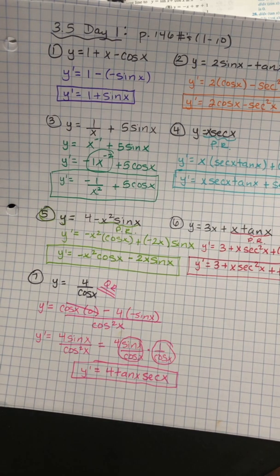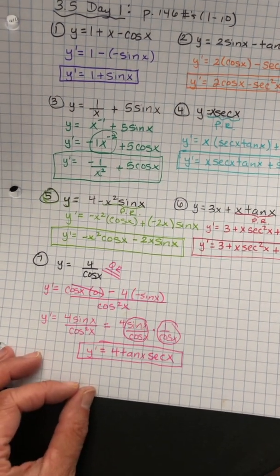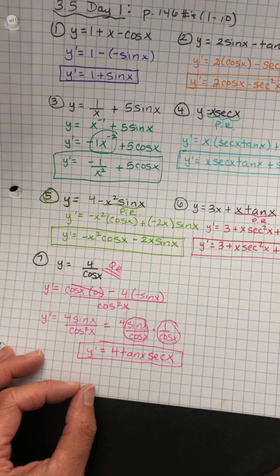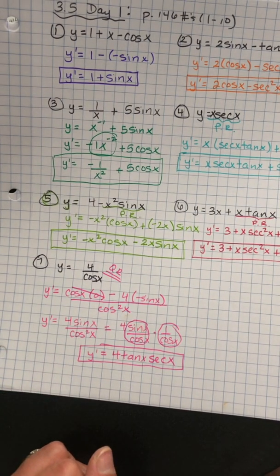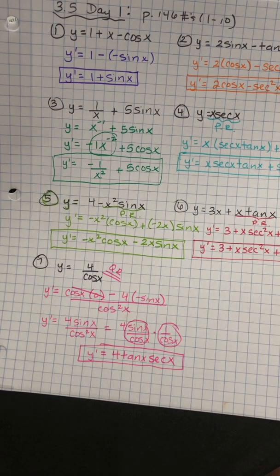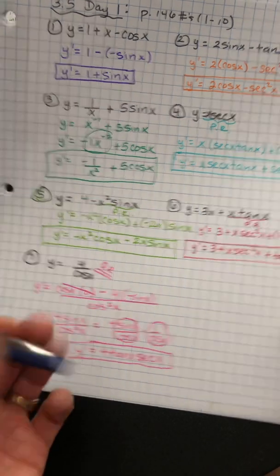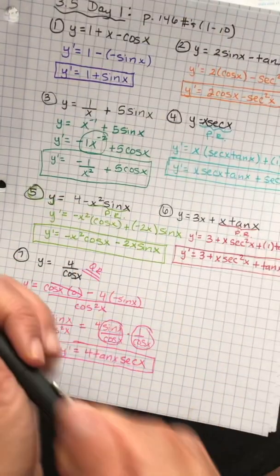How do we know when it's done? When there's nothing else that we could try to replace and make it smaller, or nicer looking. All right, that was number 7. I think I can fit number 8 over there.